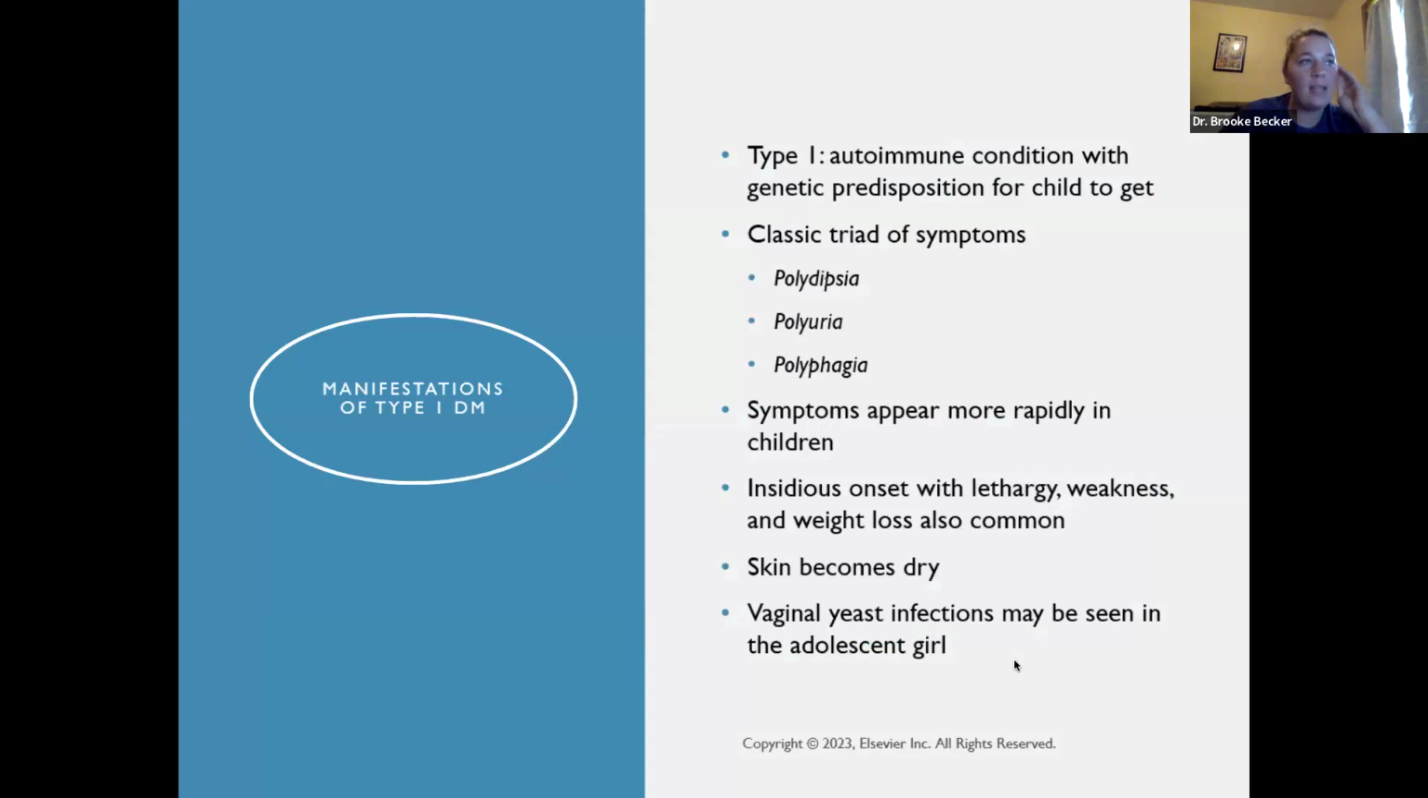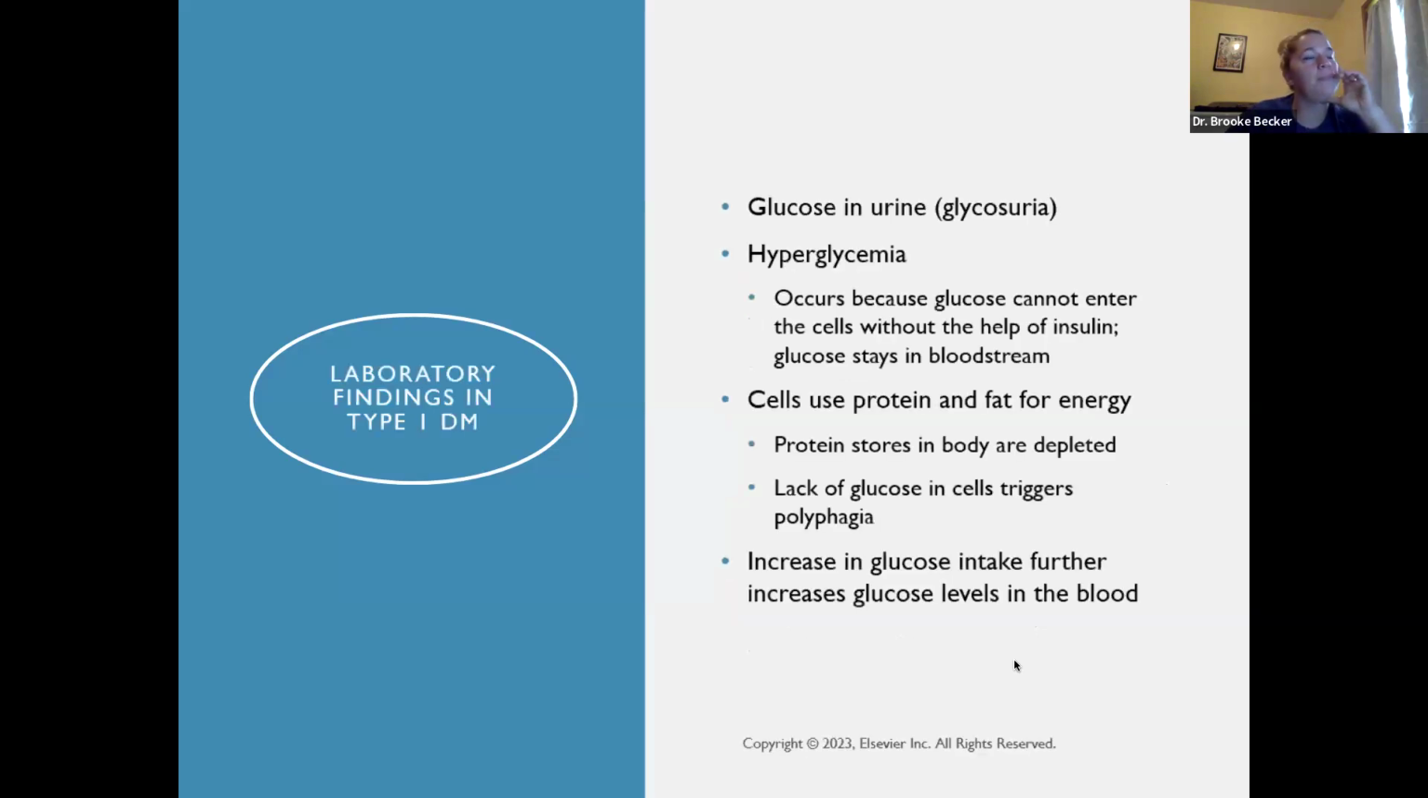Manifestations of type 1 diabetes, your 3 Ps: polyuria, polydipsia, polyphagia. So they're eating all the time, they're drinking all the time, and they're peeing all the time. Also, they're going to be more lethargic and have weight loss and weakness. Another thing that you may see is frequent yeast infections can sometimes be a sign of type 1 diabetes, just because high blood sugars being out of control predisposes you to yeast infections.